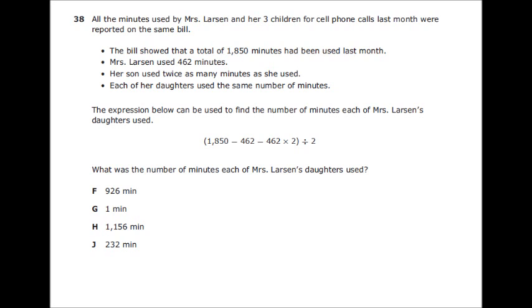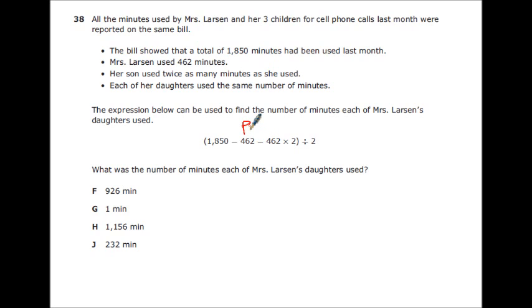All the minutes used by Mrs. Larson and her 3 children for cell phones last month were reported on the same bill. So it lists all this information here. It says the expression below can be used to find the number of minutes each of Miss Larson's daughters used. What was the number of minutes each of Miss Larson's daughters used? So this information is helpful, but really all I need to do is solve this. So I can use my order of operations in order to solve that.